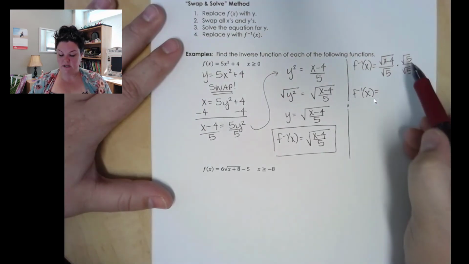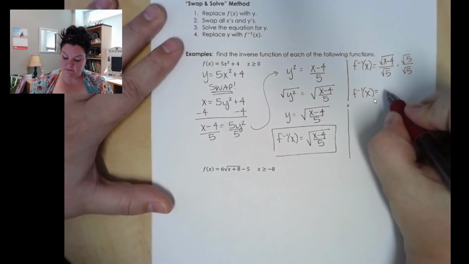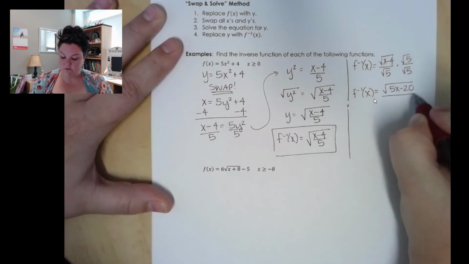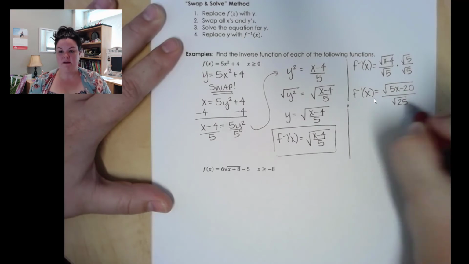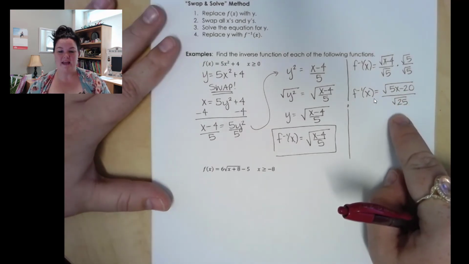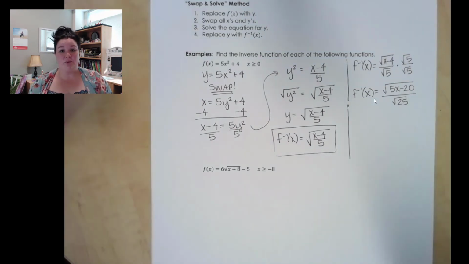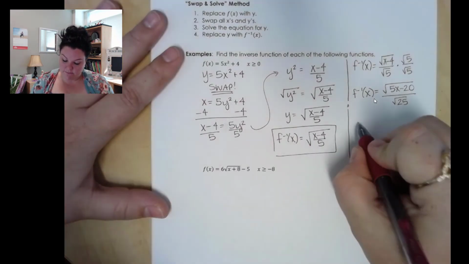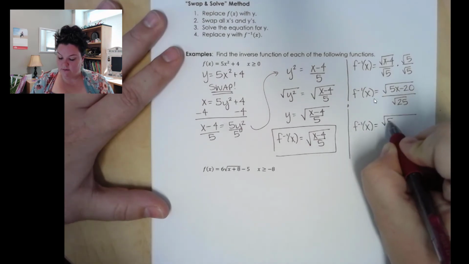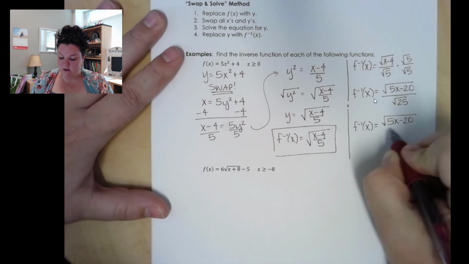So on top I can go ahead and distribute that, which gives me the square root of 5x minus 20 all over the square root of 25. And now the square root of 25 is something nice that I can simplify so that I don't have a radical in the denominator. So this gives me f inverse of x is equal to the square root of 5x minus 20 all over 5.